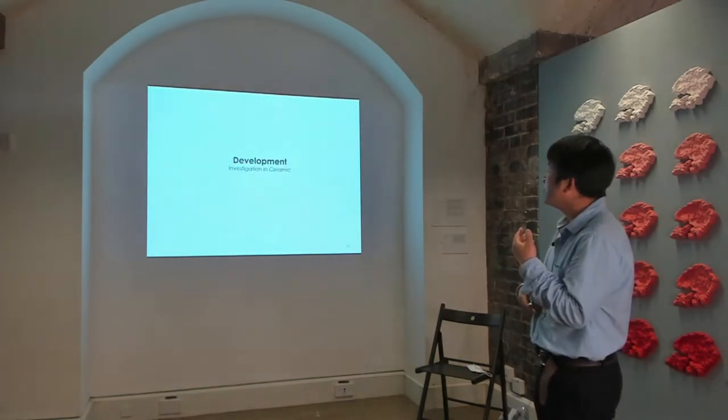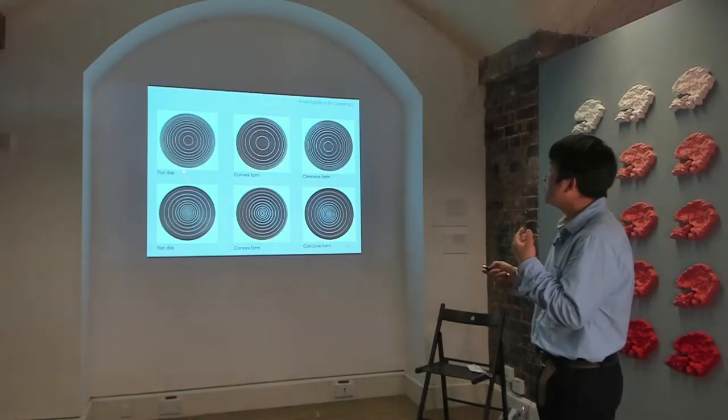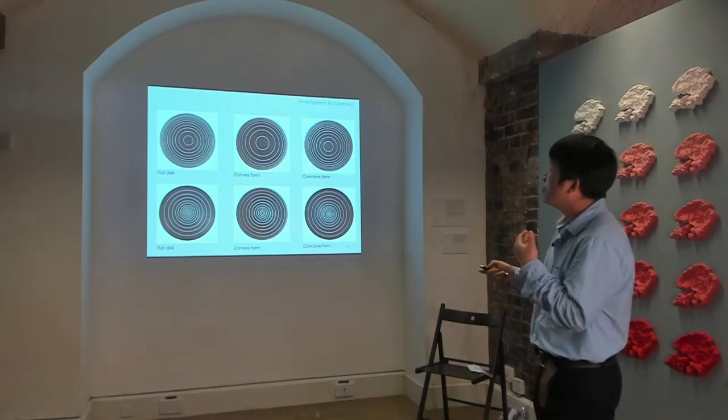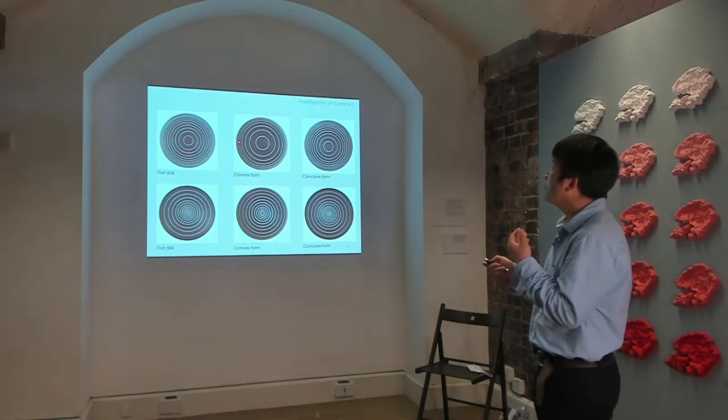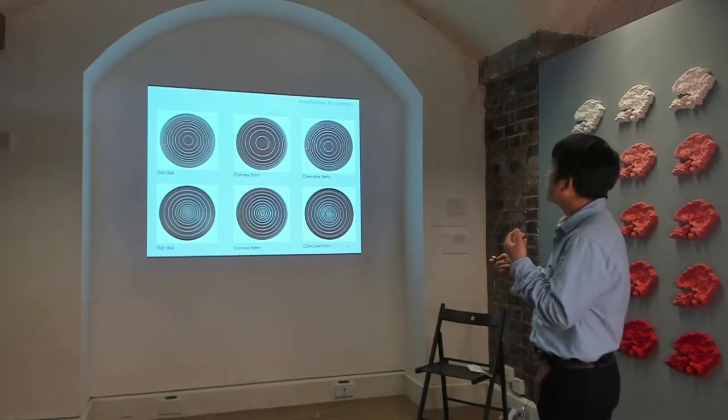So I started to investigate in ceramic three-dimensional form. So this one is a flat surface, and then a convex form, and then a concave. I applied the pattern gradually increased toward the center. So you can see slight curvature up here, and then the actual convex form exaggerated, and it appears convex rather than concave. So that is another illusion.